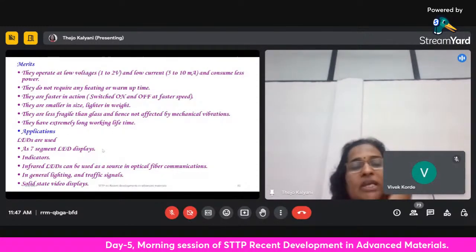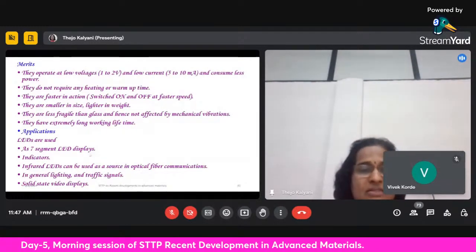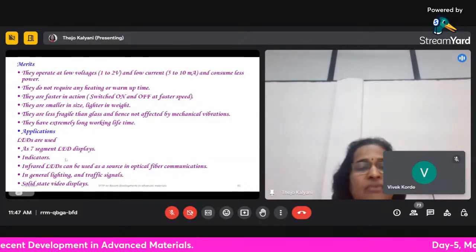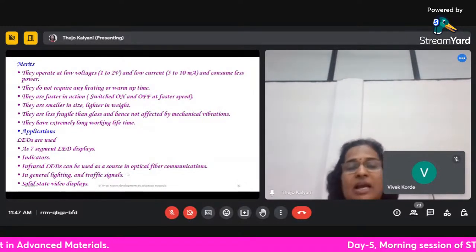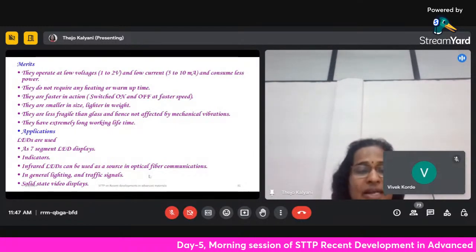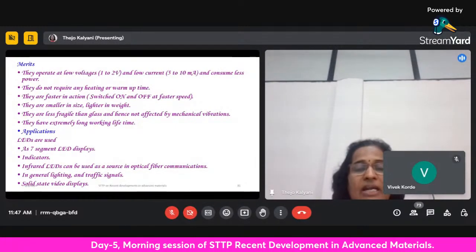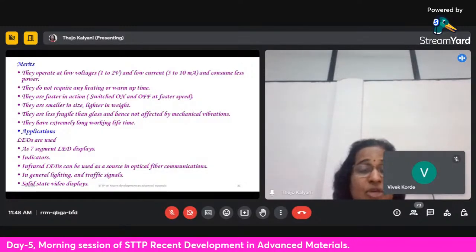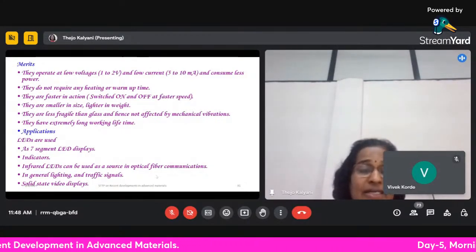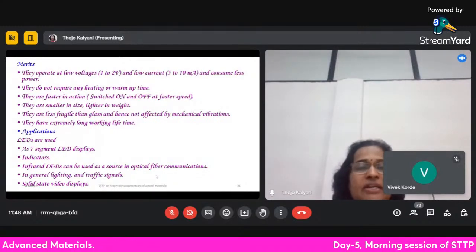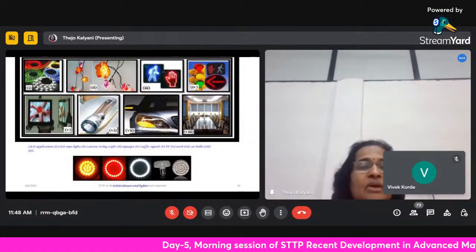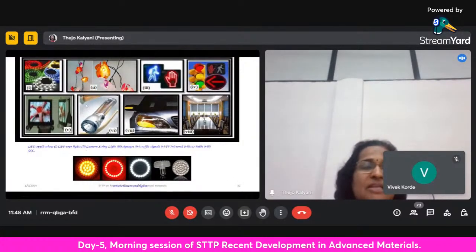And for the applications, we can use them for LED segment displays, 7-segment displays. They can be used as indicators. We can even use infrared LEDs for optical fiber communication. They are being used for general lighting. Nowadays, they are preferred. And even in traffic signals, solid state video displays, and the TVs which we are seeing now are LED TVs, or we can say OLED TVs. And these are the applications of LEDs, and the picture itself explains the applications.